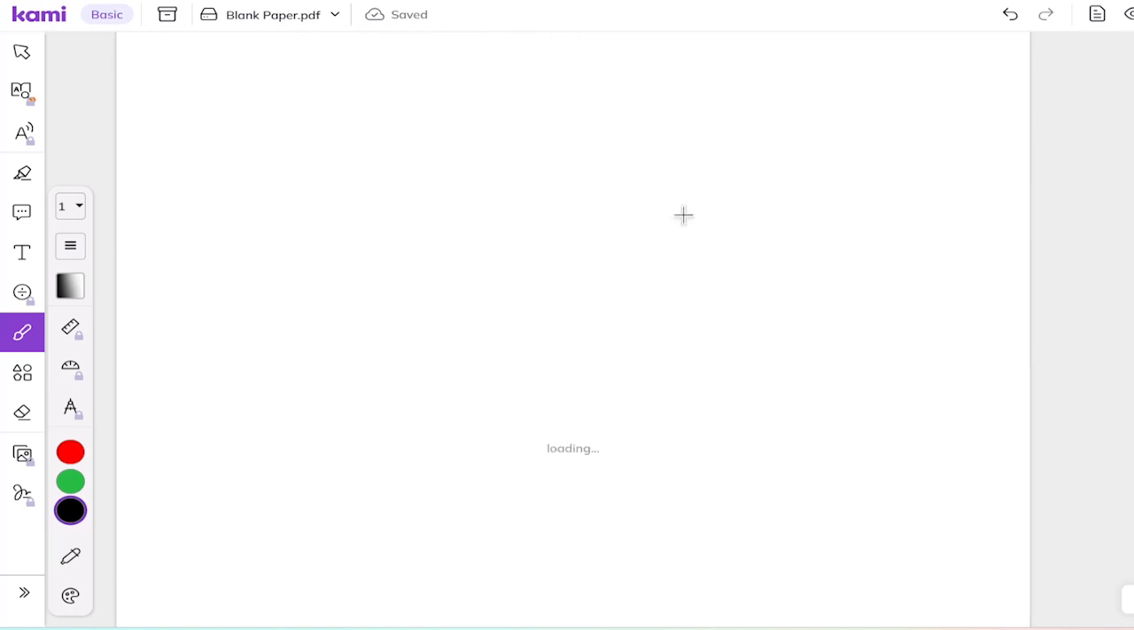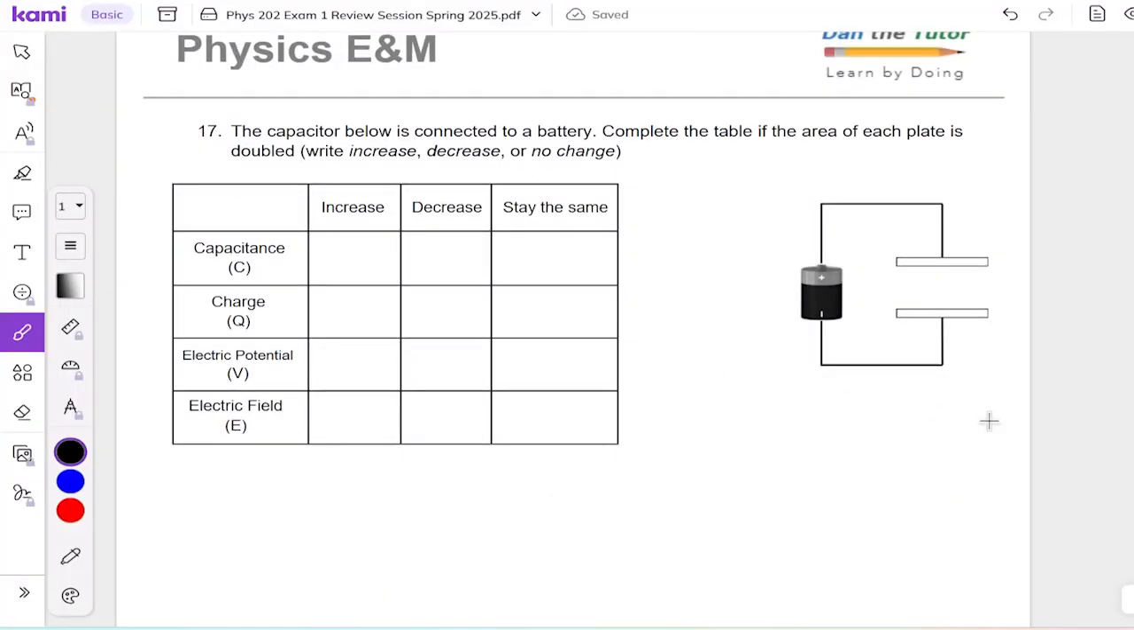Okay. Then we're on to number 17. Number 17, I definitely stole from Professor Young's practice exam because he asks this every year. So it's going to show up, and it's going to look like this most likely. The capacitor below is connected to a battery. Complete the table if the area of each plate is doubled. Right? Increase, decrease, or no change. You don't have to write it. You can just check the box.